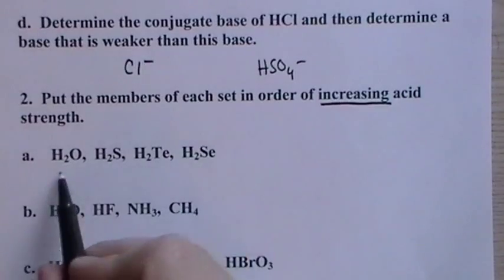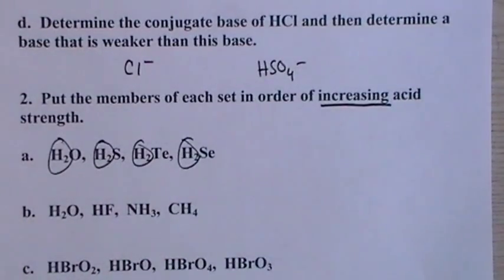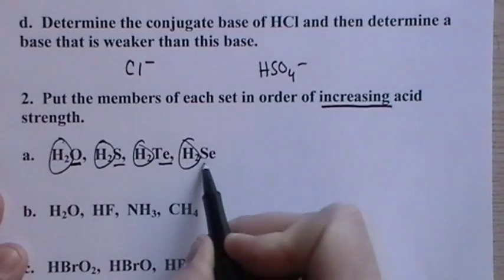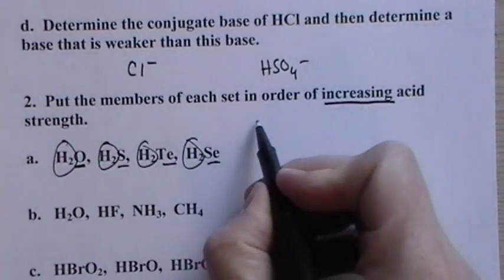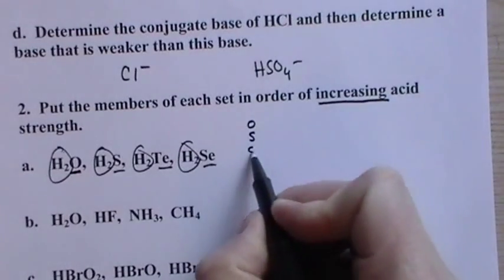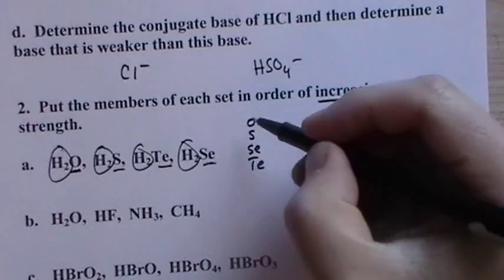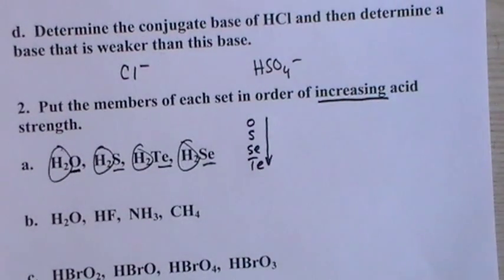Now, when you see a set of acids, you know they're acids because you have the hydrogens here. So those are definitely acids. Now, how do they differ? You have oxygen, sulfur, tellurium, and selenium. Those are all in group 6A. And you'll have your periodic table. So we have oxygen, then sulfur, then selenium, then tellurium. I'm just going to double check on tellurium to make sure. You can see that as we move down, that's how they are set up on the periodic table.